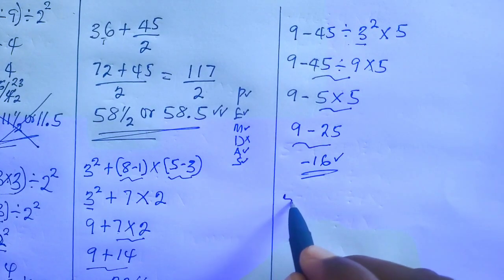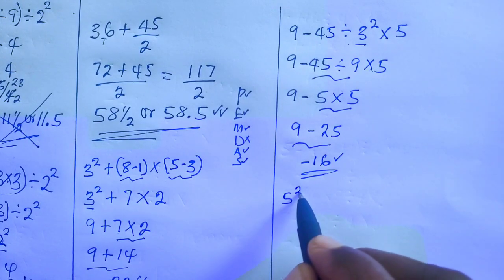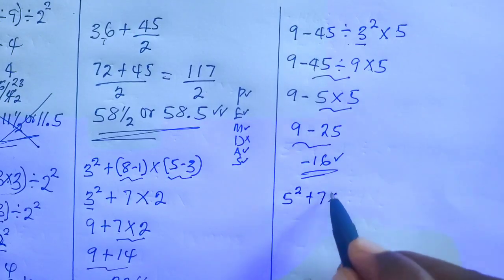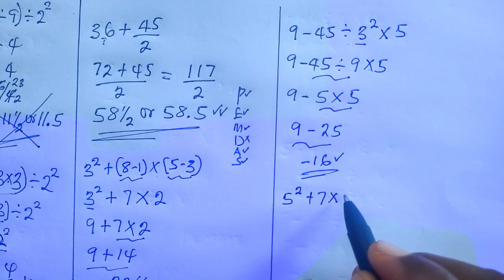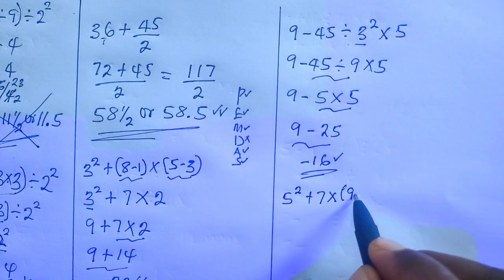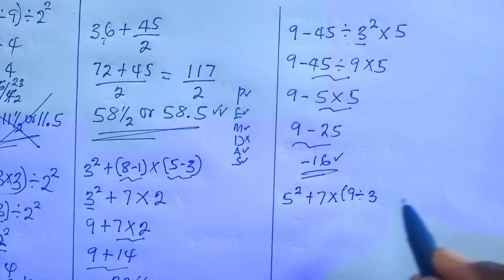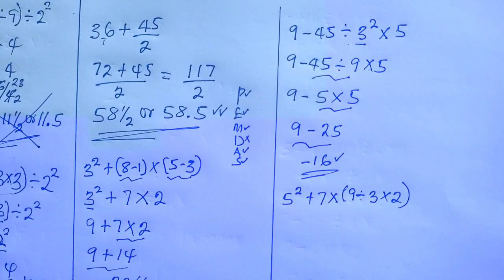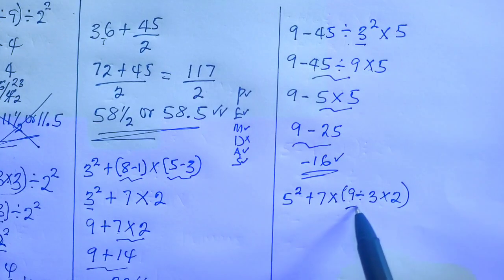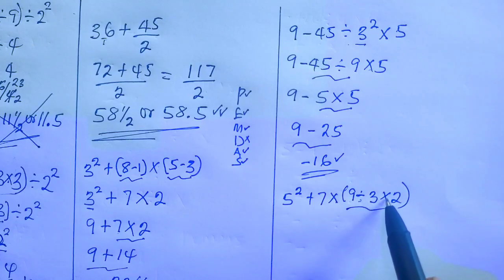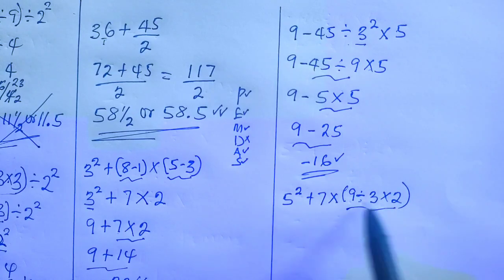If we have 5 to the power of 2 plus 7 multiplied by (9 divided by 3 multiplied by 2). What are you going to have here? Still following the PEMDAS rule, first, we need to consider the parentheses. And note, inside parentheses, we have division, we have multiplication, and we need to simplify this.